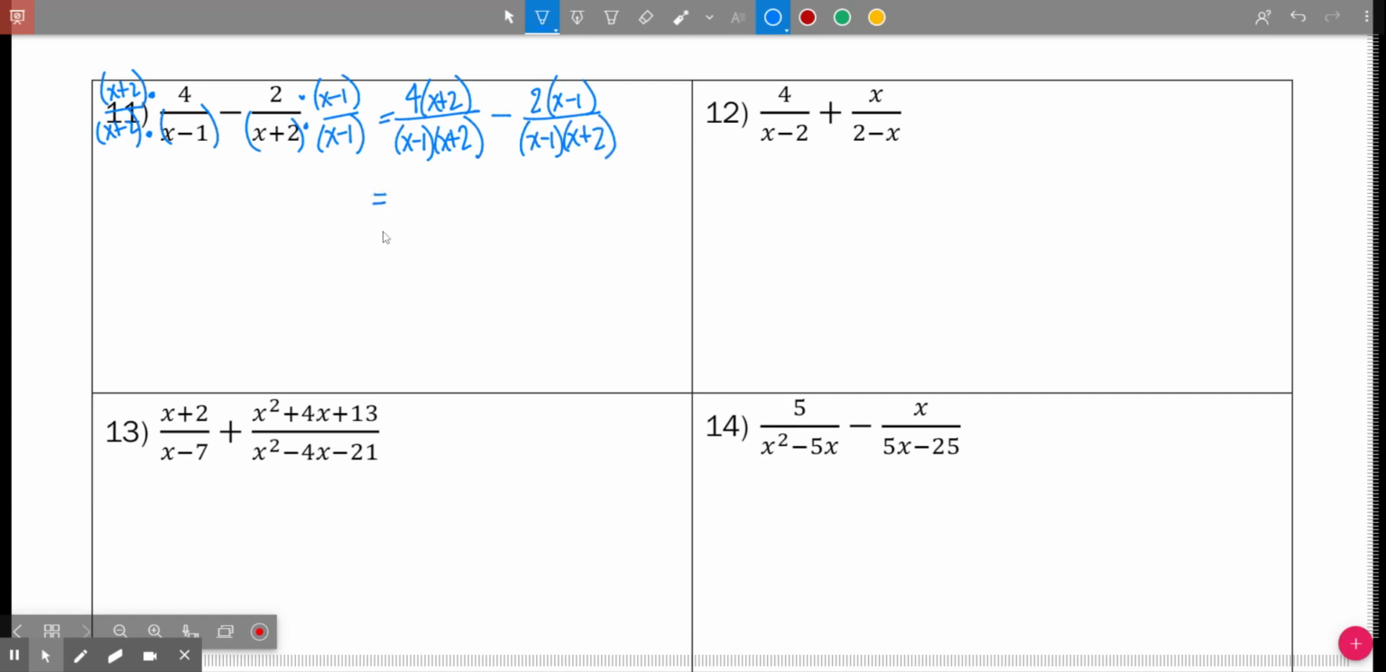You're going to subtract across your numerators. I'll distribute as I go. So this is 4x plus 8 minus 2x plus 2, because that'll be negative 2 times negative 1, all over x minus 1 times x plus 2. So when you simplify this down, this becomes 2x plus 10 over x minus 1 times x plus 2.